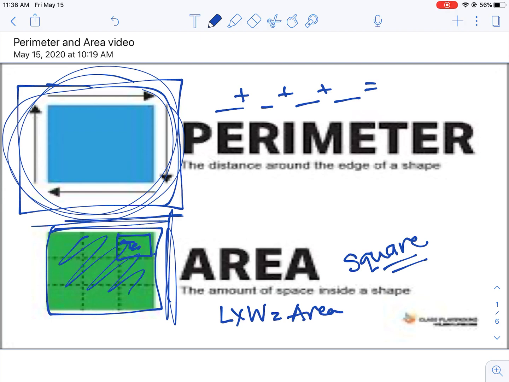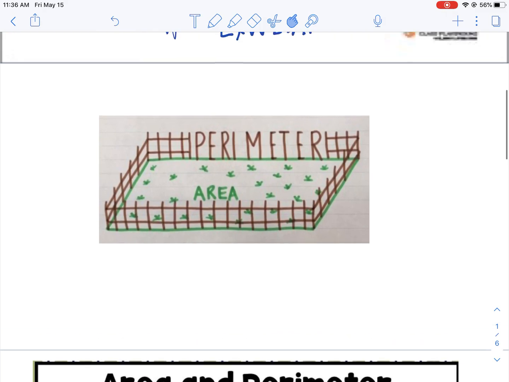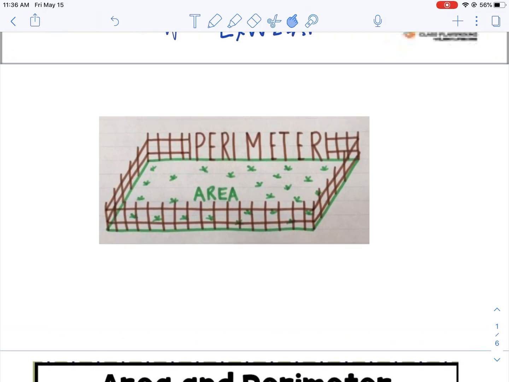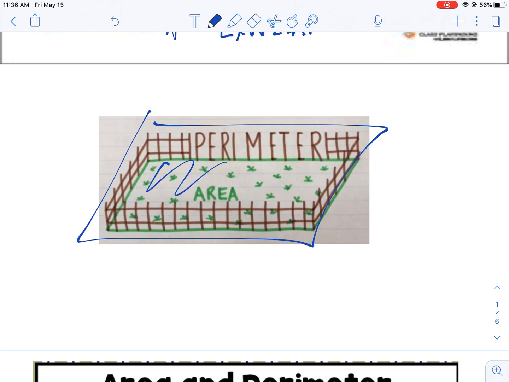And I know you learned that last year, but that's just to remind you what perimeter and area are. And this is a really cool drawing. I believe Miss Mendoza did it. I love it. And she talks about perimeter being the fence. So perimeter is the fence, and area is what's inside. So again, this shows a very good description of what the perimeter would be, the outside, and then the area would be this grass inside. We also measure for carpets using area. But we can't find out the area unless we know what the perimeter is first.